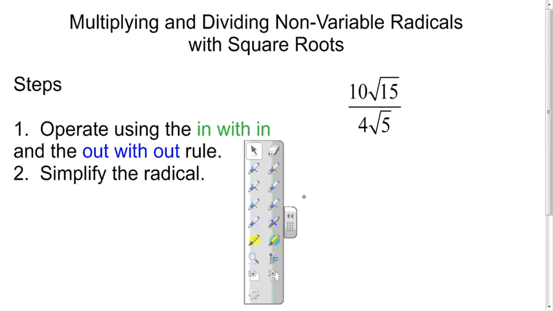Okay, we're going to take a look at multiplying and dividing non-variable radicals with square roots. This video assumes that you are very good at taking a square root and simplifying it, if it can be simplified, and recognizing when it cannot be simplified by looking at the number underneath the radical. So you need to be very proficient at that if you're going to move forward in this video.